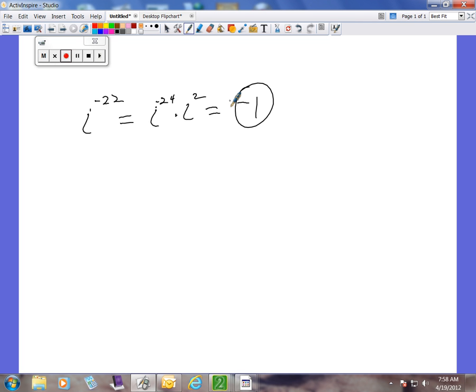Right? What does this equal? 1. What does i squared equal? Negative 1. 1 times negative 1 is? All right, let's see if you got this. Do the next 4 on your own.